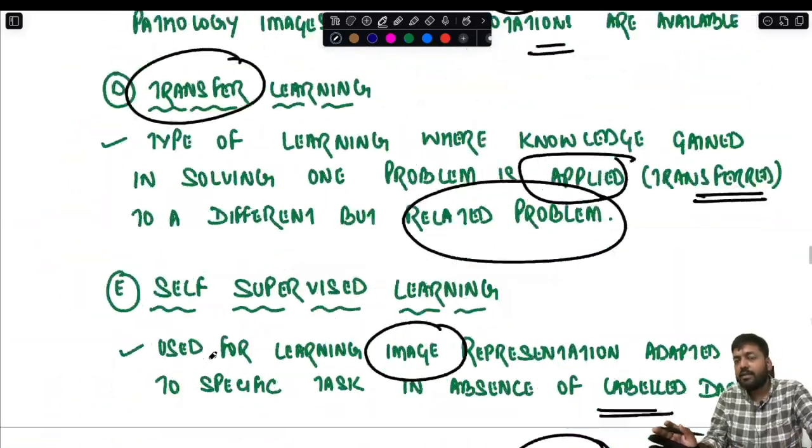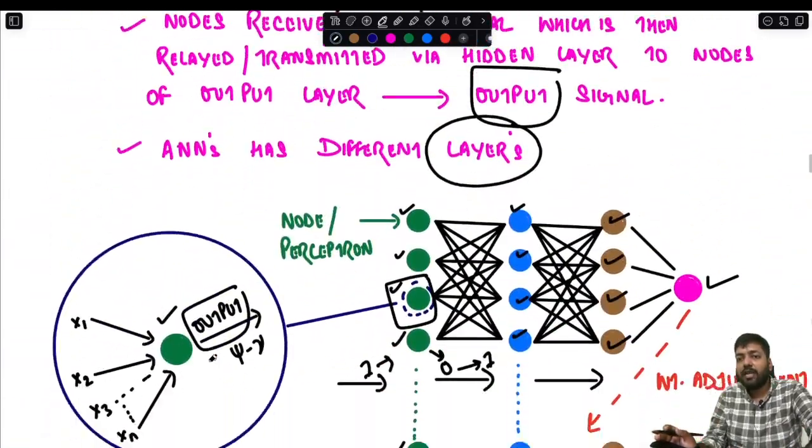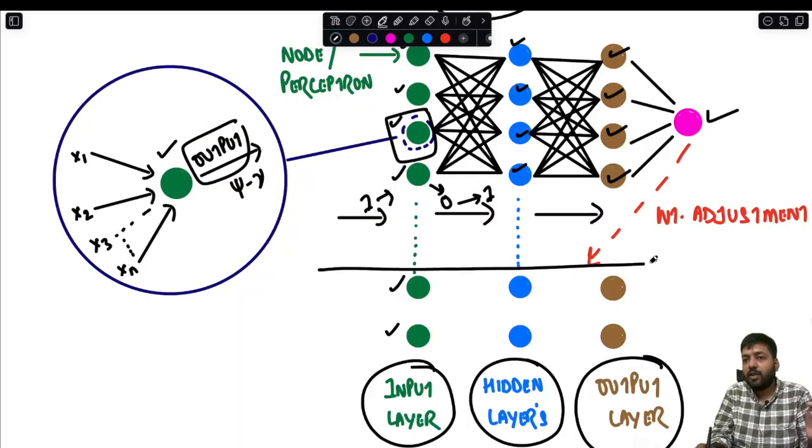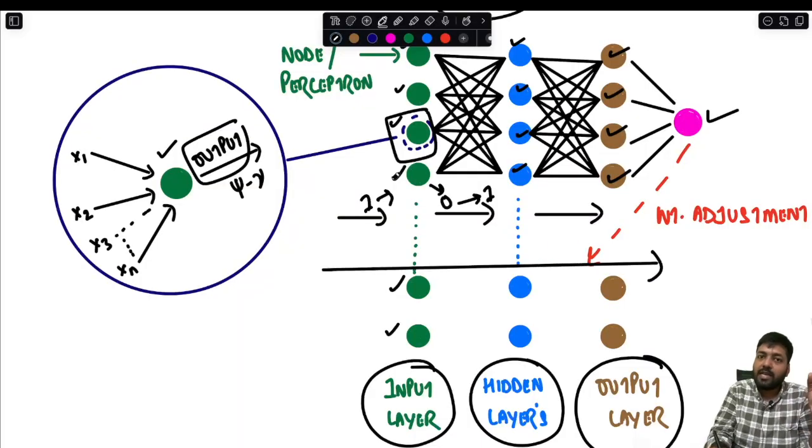I will just explain it to you. Over here, as you can see, there is a feed forward architecture. Suppose I have given one input and I am expecting a particular output.